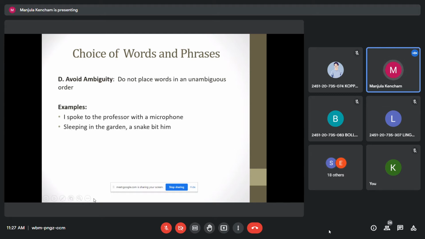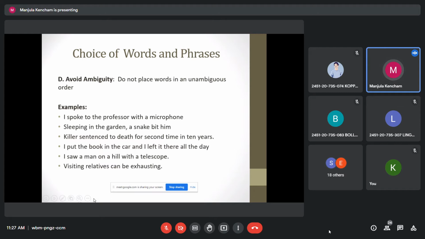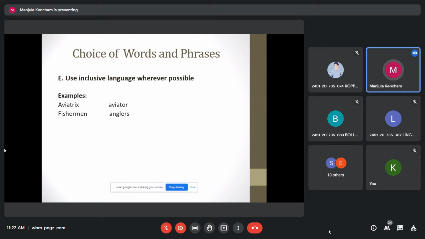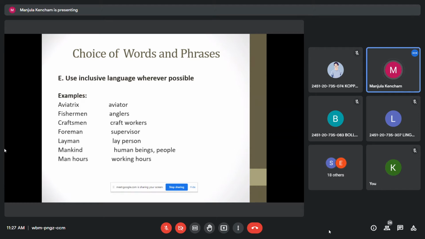Avoid ambiguity. This is how you can avoid ambiguity. This can be revised in order to improve the sentences to avoid ambiguity. We have worked it out during our lecture, right? Use inclusive language wherever possible.